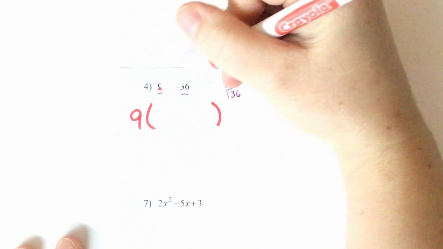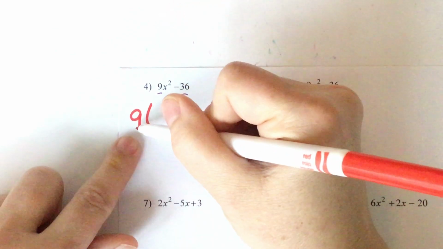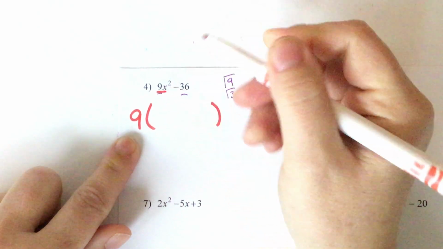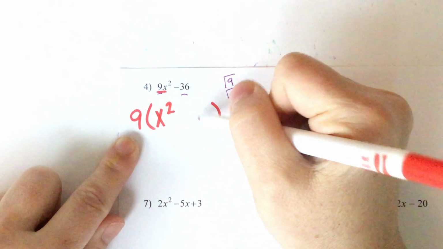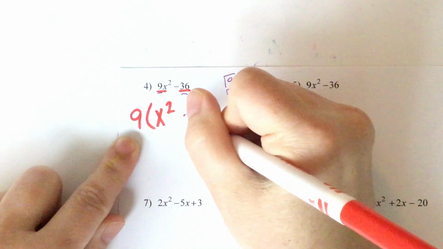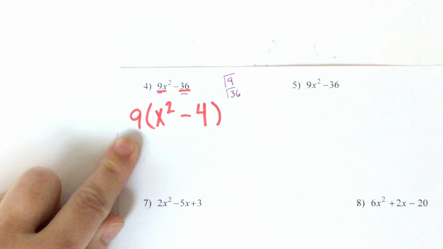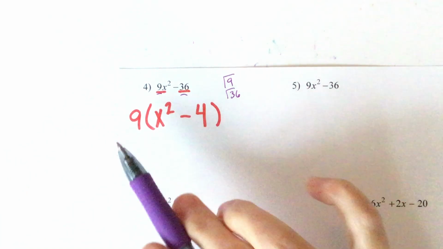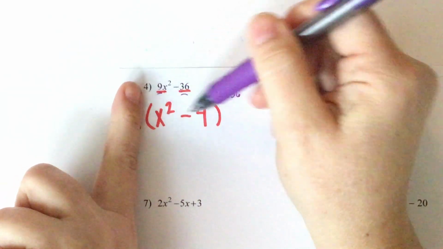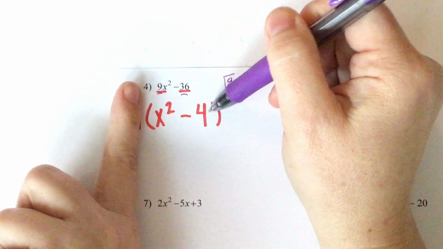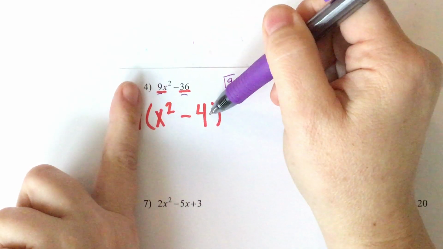Now let's put in here what would give this back. So 9 times what is 9x squared? X squared. 9 times what is negative 36? And negative 4. Okay, so every problem today that we take a GCF out on, we're going to cover it up and see if we can factor what's in the parentheses. Just pretend that this is the original problem.